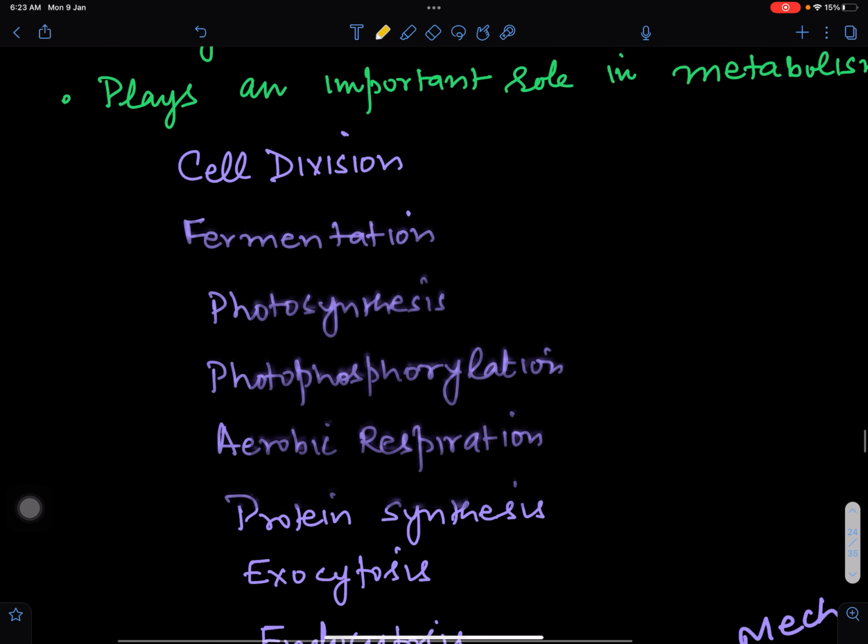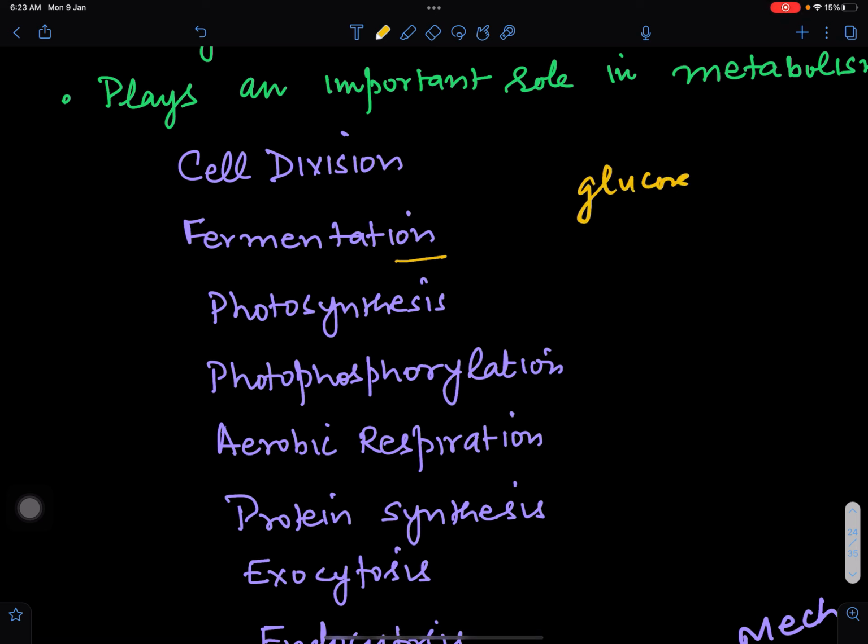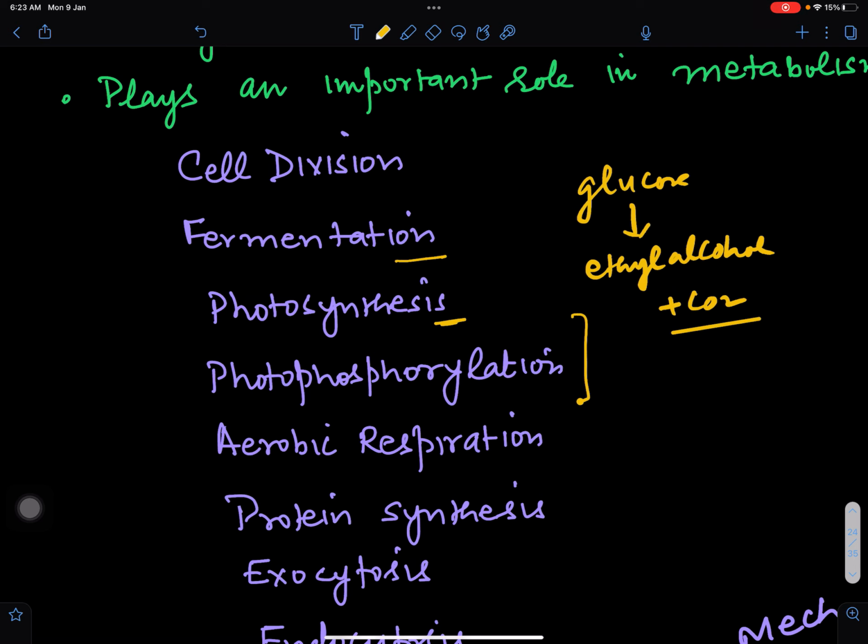Then this plays an important role in fermentation. Fermentation is when anaerobic respiration occurs and glucose gets converted to ethyl alcohol and carbon dioxide. There also ATP is used. Then during photosynthetic phenomena, like we discussed in photophosphorylation, formation of ATP occurs. Then during respiratory phenomena, a lot of energy is synthesized as well as used.